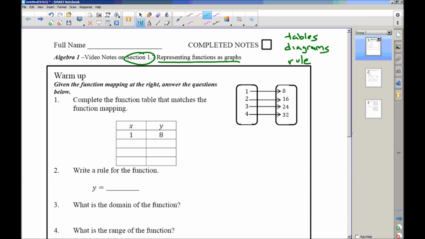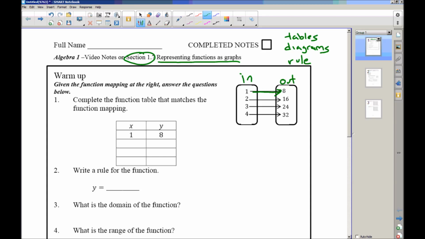All right, so as always for the warm-up, if you haven't tried it yourself first, please pause the video, do the warm-up yourself, and then come back and check it over. All right, number one, complete the function table that matches this function mapping. So all the questions are about this mapping. This is our input, this is our output. You can tell because of the way the arrows point.